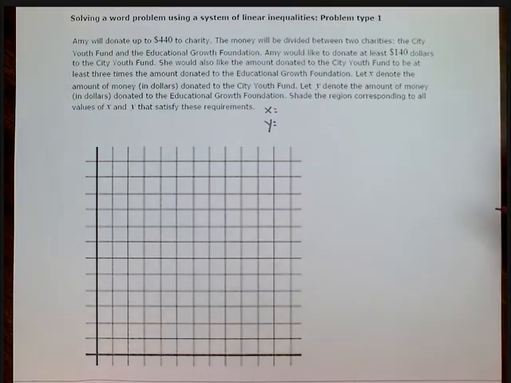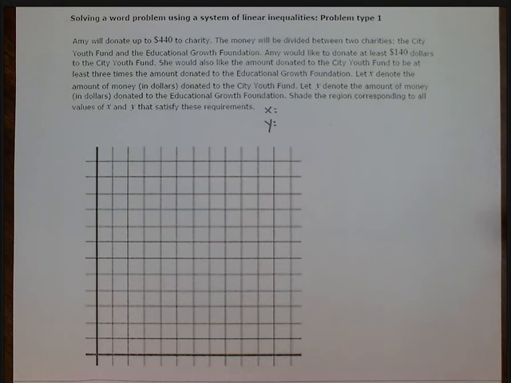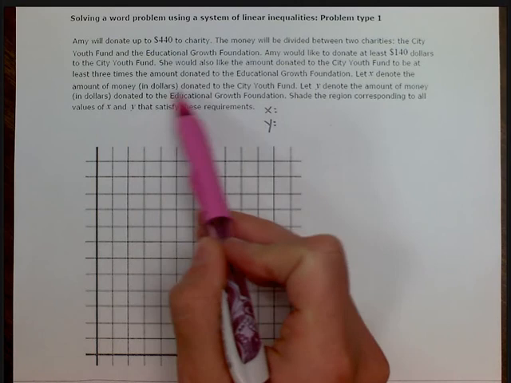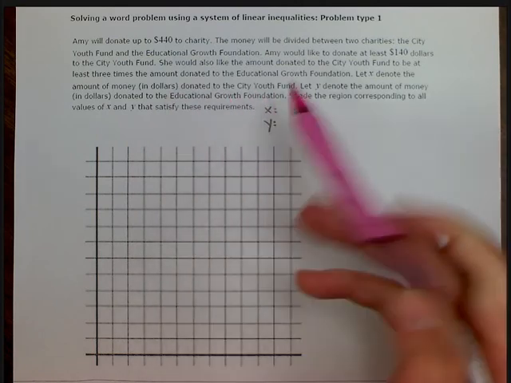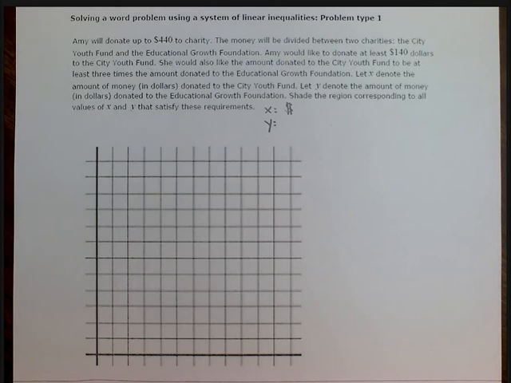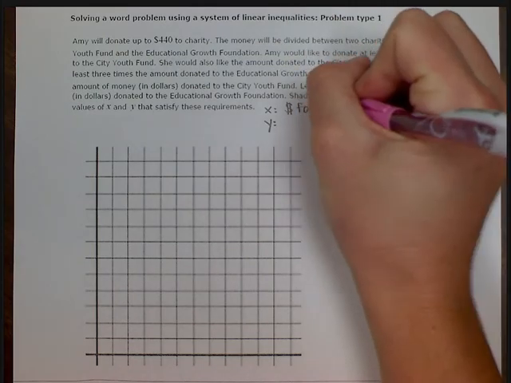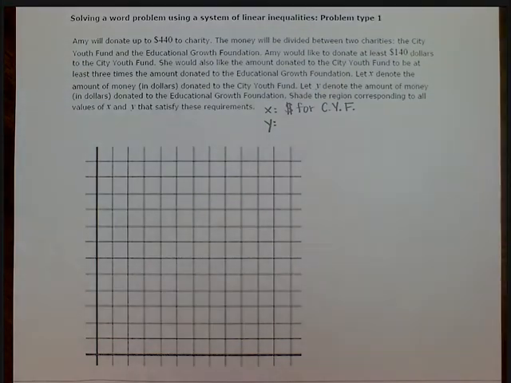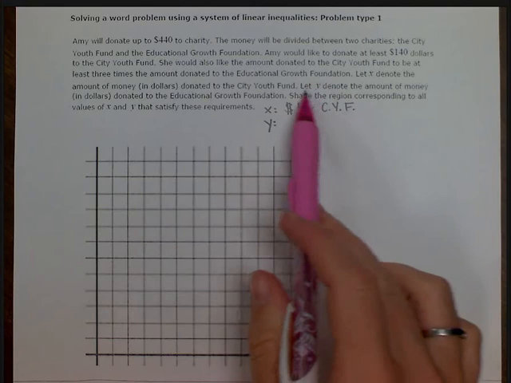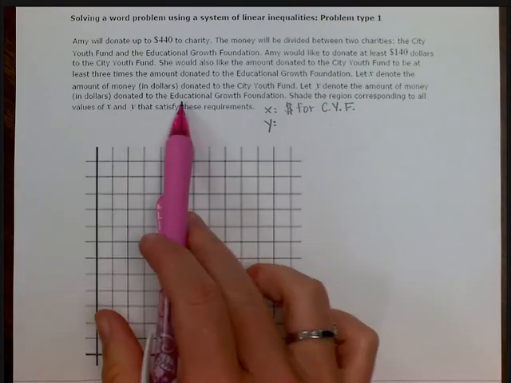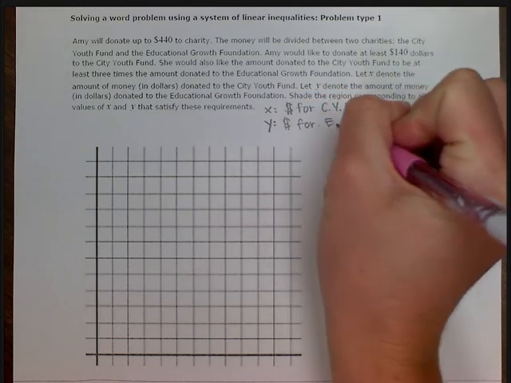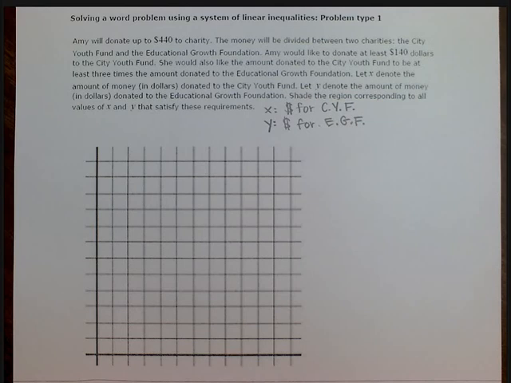Now this is what we're looking for, what we're trying to solve for. But lucky for us, the problem defined them for us. So let X denote the amount of money in dollars donated to the City Youth Fund. So I'm just going to write that right here so I can reference it. So money, and then City Youth Fund. I'm just going to abbreviate so I can briefly look up and remember what it is. Similarly, Y denotes the amount of money in dollars donated to the Educational Growth Foundation. So I'm going to do money for Educational Growth Foundation. That'll help me quickly look up and see which one's which so I can use them.